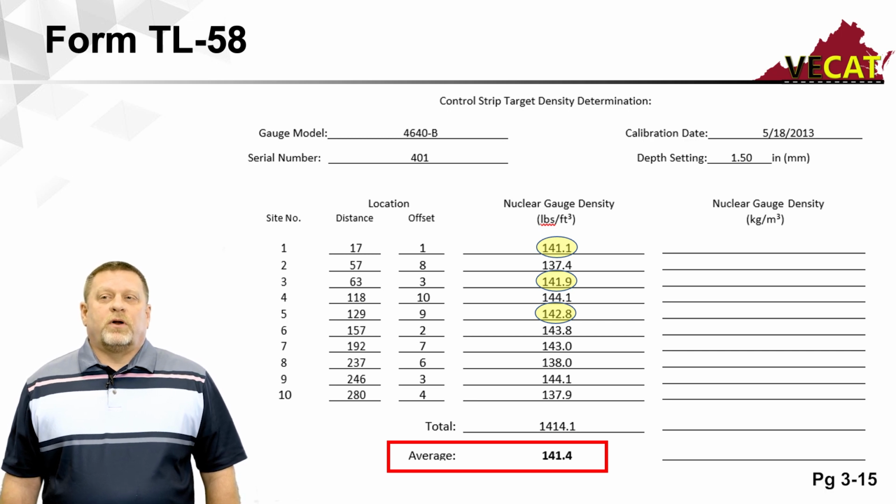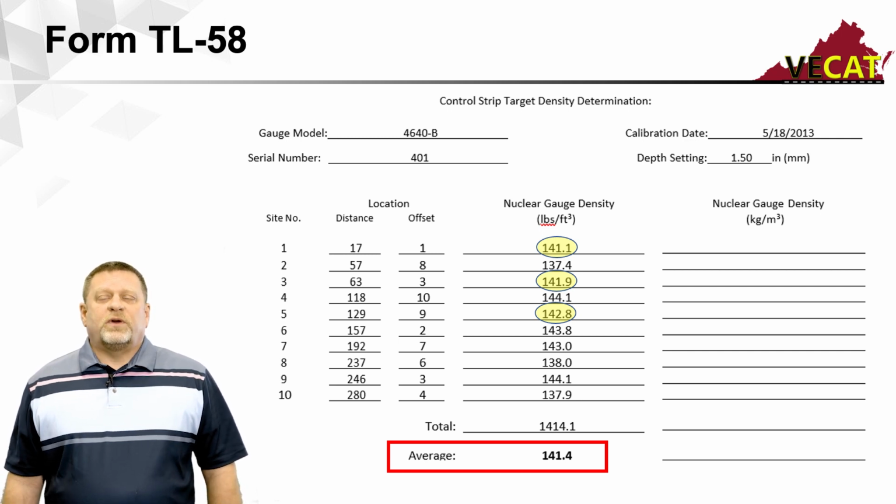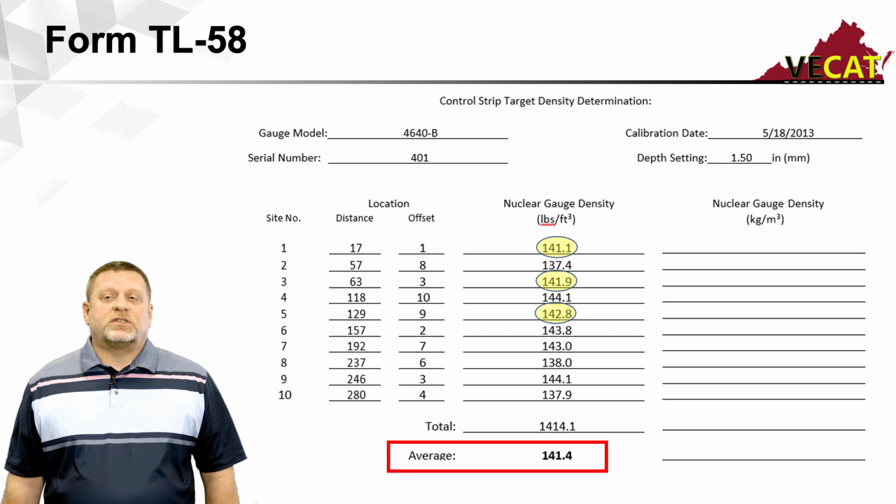Now, the next thing we want to do, we would take our 10 readings. We record our 10 readings at those specified site locations, and then we're going to total them up and average them. Once we've averaged them, in this case you can see the average is 141.4, we need to go back and find which test locations are the closest to that average. In this case, the first site, 141.1, will be 1.